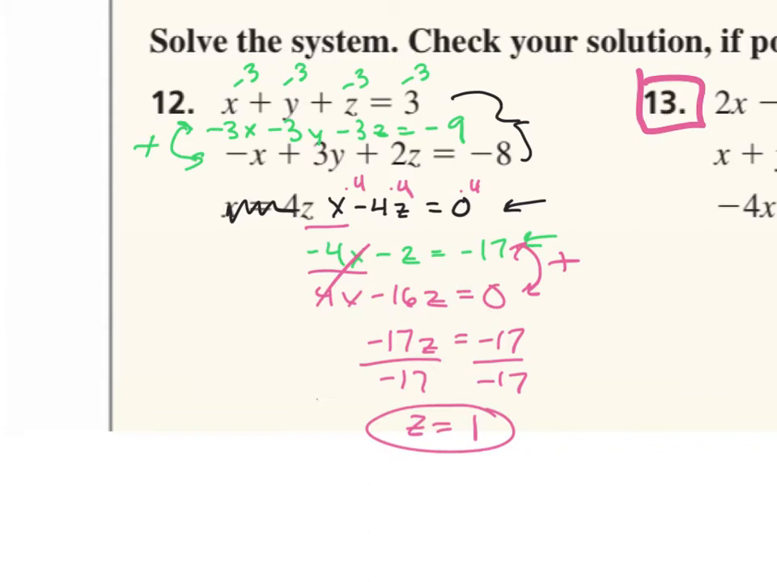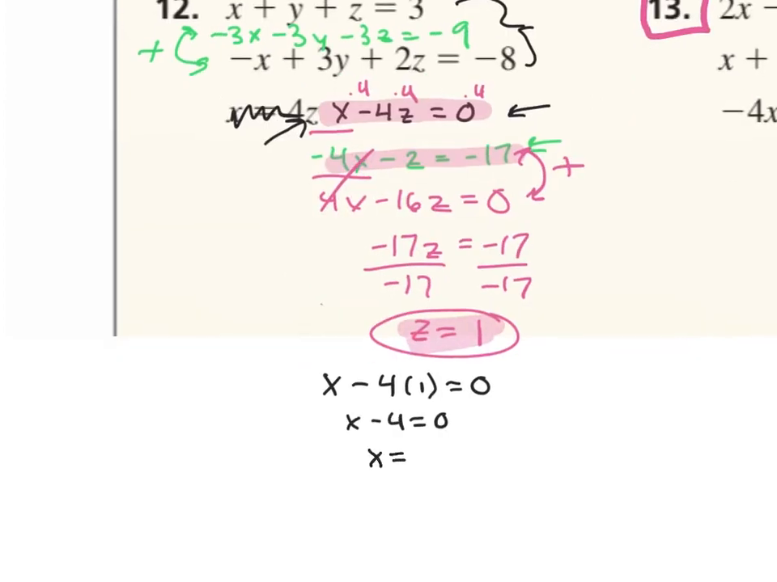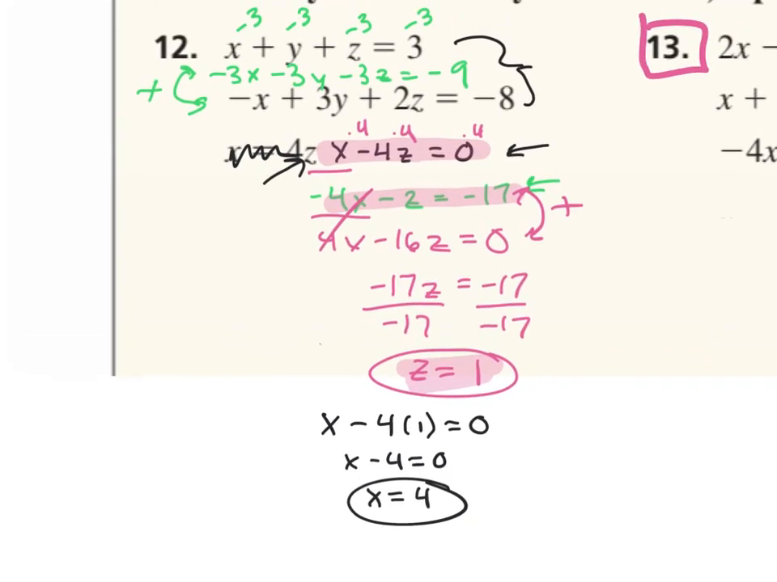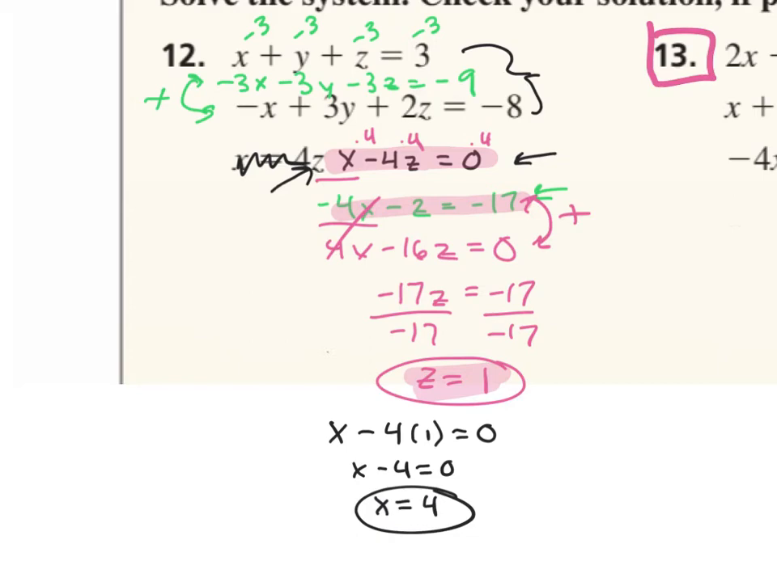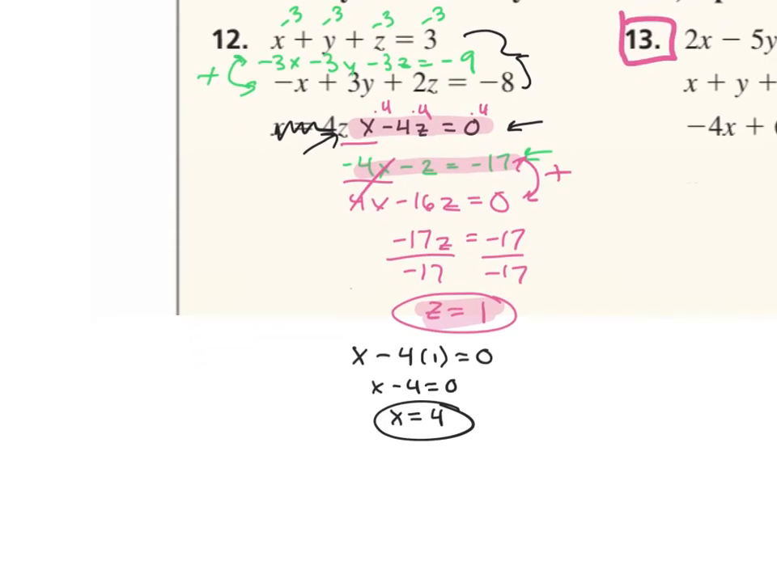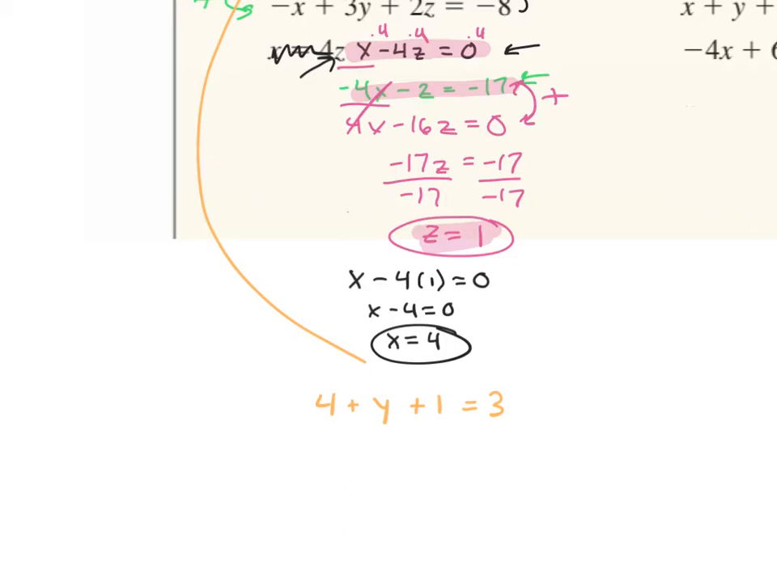Now I can take this and plug it into one of our equations that only have two variables. So I'm going to plug it into the first one up here. So I have x minus 4 times 1 is equal to 0. x minus 4 equals 0. So x is equal to 4. Now that I have two variables, I can plug them into one of our equations with three variables to find out what y is. So I'm going to plug it into the first one up here. So I have 4 plus y plus 1 is equal to 3. y plus 5 is equal to 3. Subtract 5 on both sides, so y is equal to negative 2.